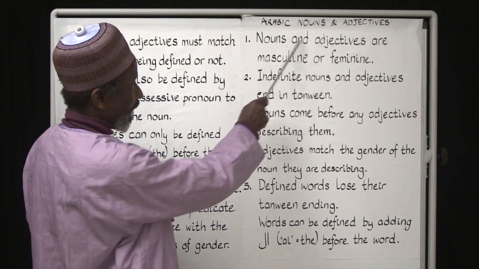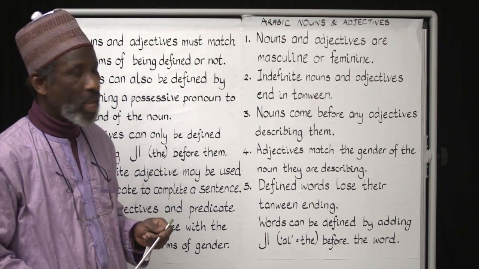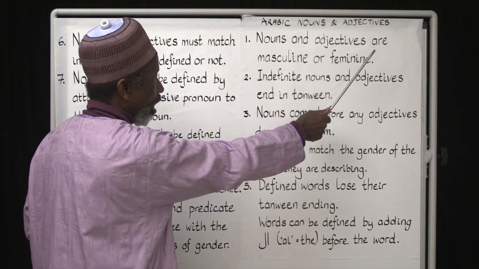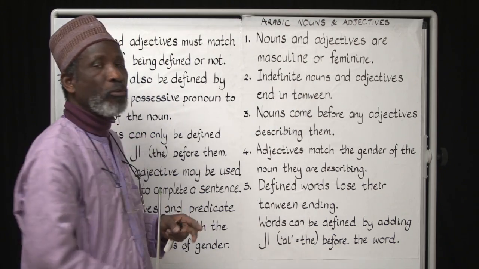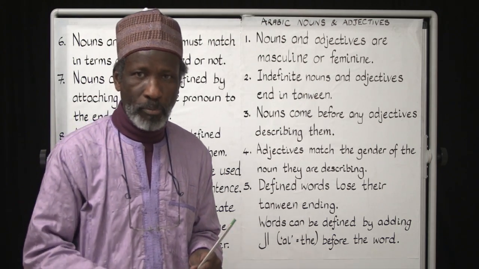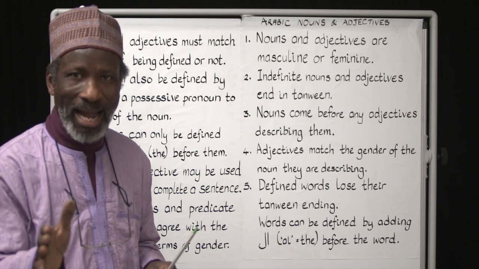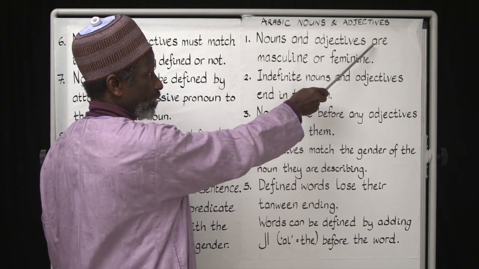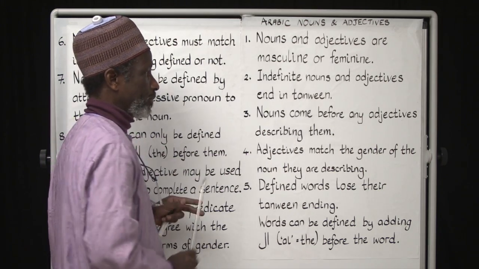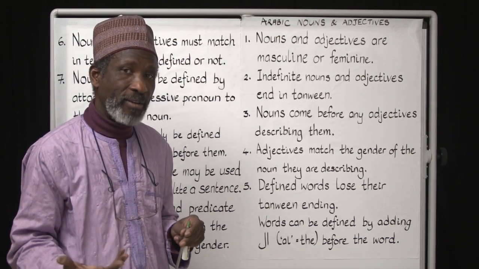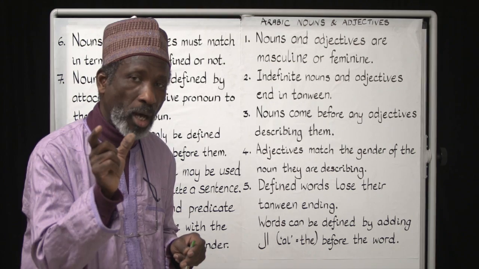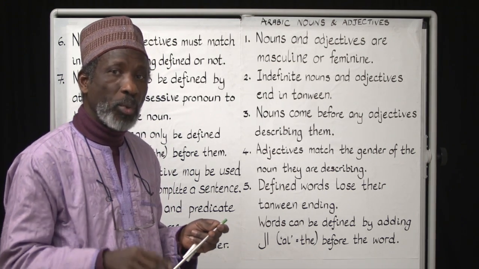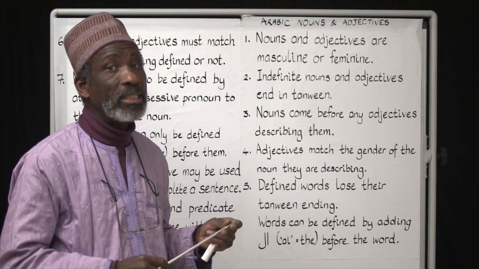So you have Arabic nouns and adjectives. Number one, nouns and adjectives are masculine or feminine. They are all classified and assigned a gender. And you know how to identify feminine? Look for ta marbuta. That's your initial sign to tell you that the word we're looking at is feminine.